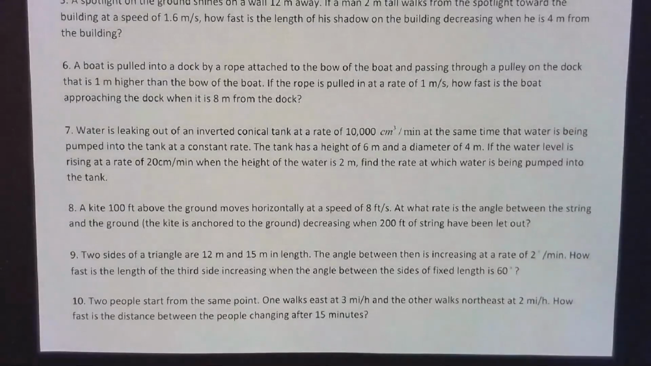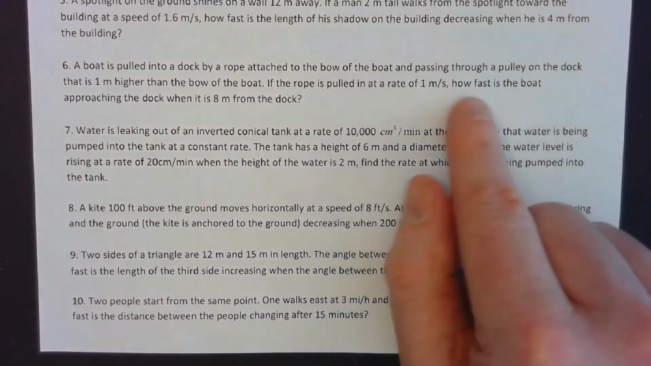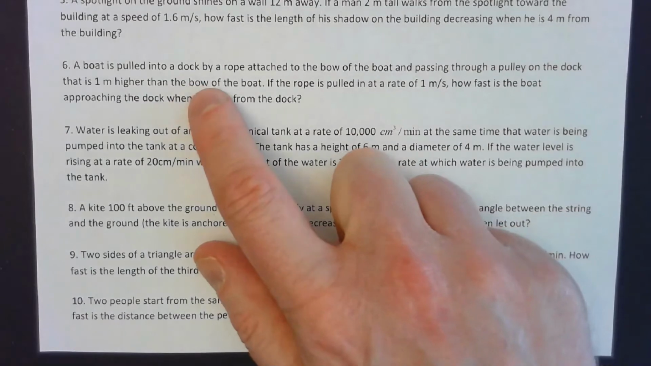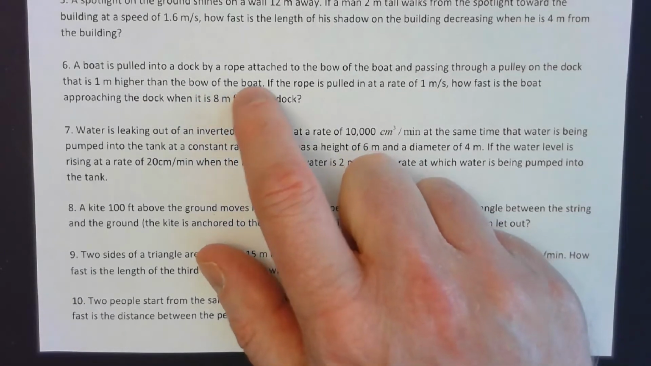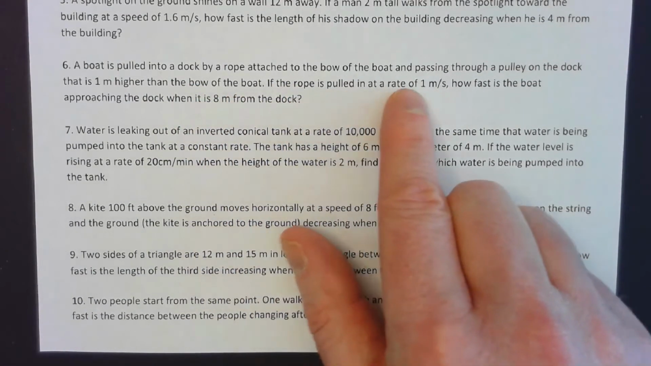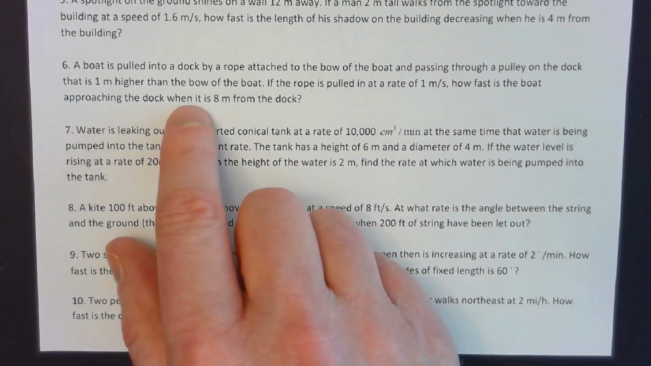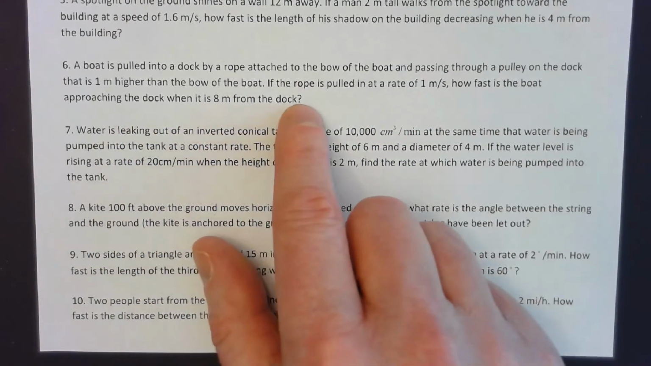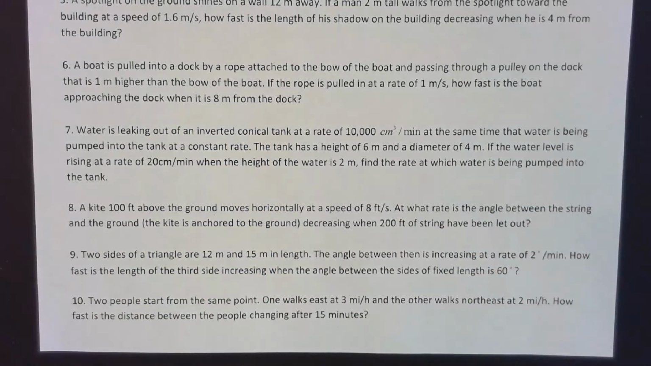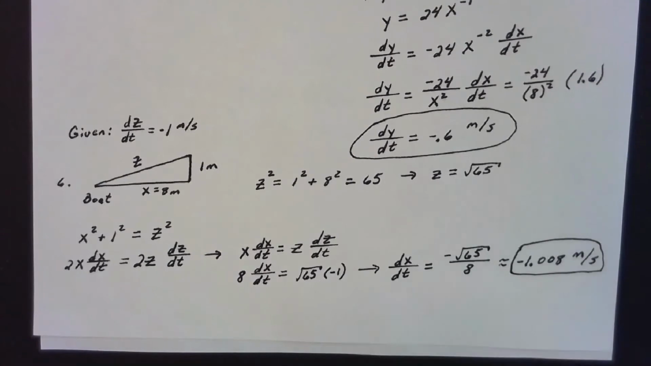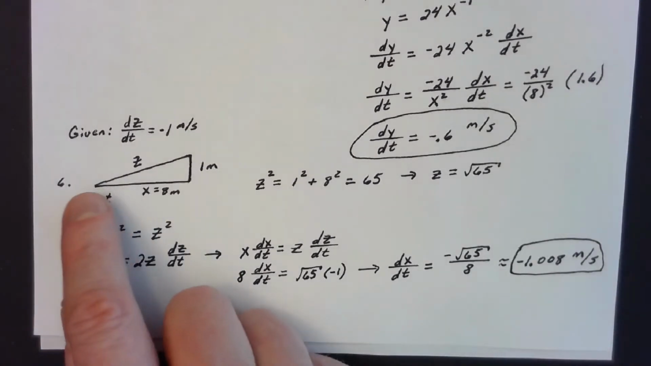For number 6, you're told that a boat is pulled into a dock by a rope attached to the bow of the boat, and it's passing through a pulley on the dock that is 1 meter higher than the bow of the boat. If the rope is pulled in at a rate of 1 meter per second, how fast is the boat approaching the dock when it is 8 meters from the dock? Okay, not a bad problem at all. Here's my solution for it. So you have the boat.